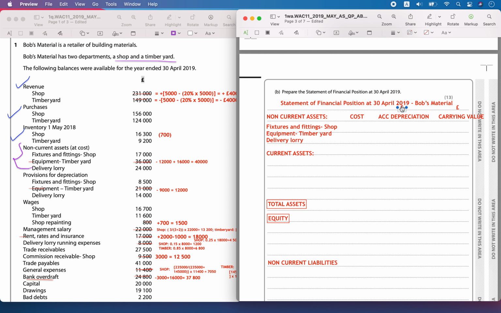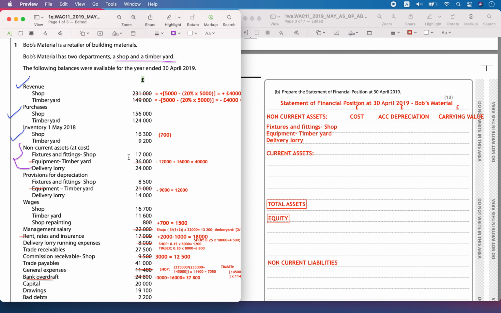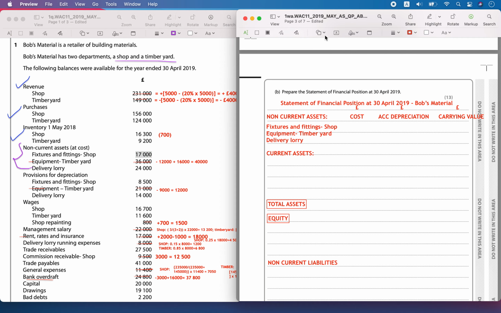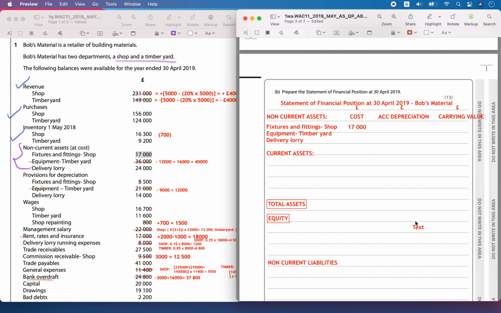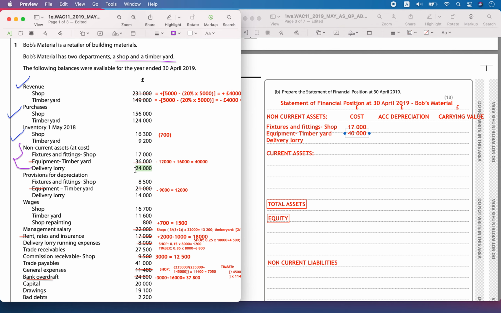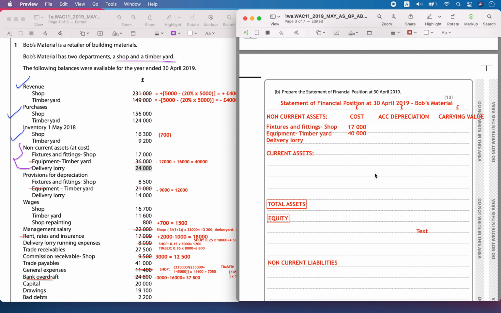What is the cost of the equipment as on 30th April? For the fixtures and fittings in the shop, it is 17,000. For the equipment in the timber yard we had calculated 40,000, and for the delivery lorry it was 24,000.